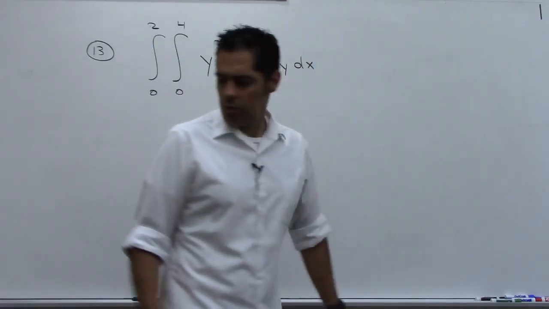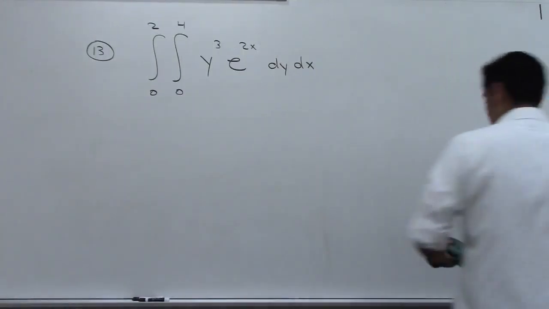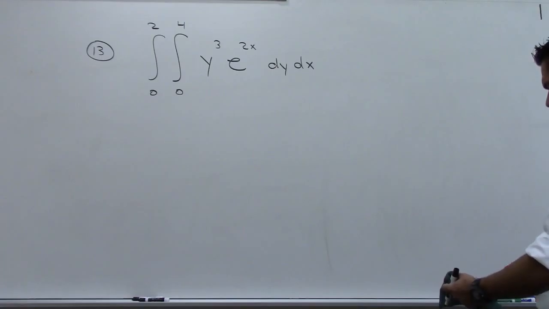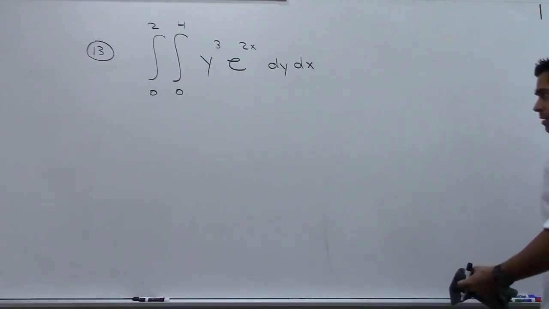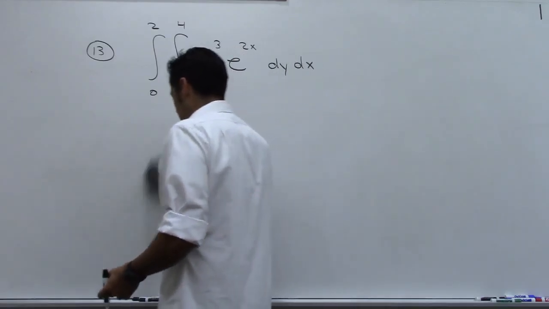Working on the homework for 12.1, double integrals over rectangles. Here's number 13, skipping 11 because it's straightforward. This one's pretty straightforward also.